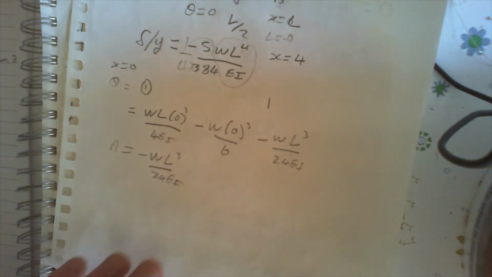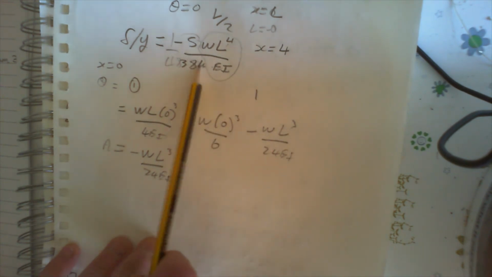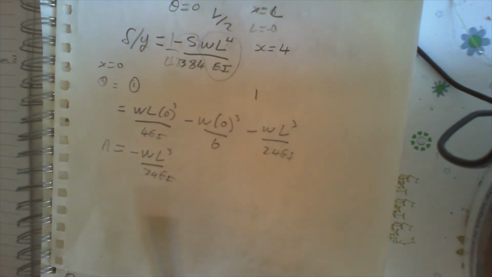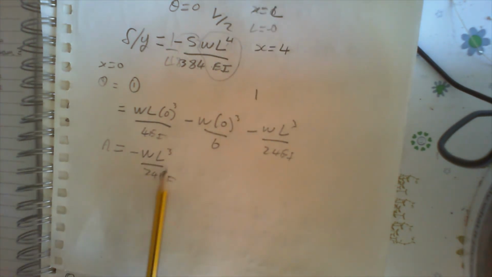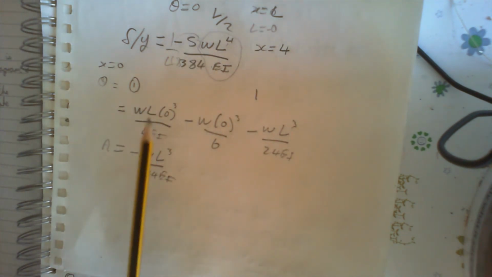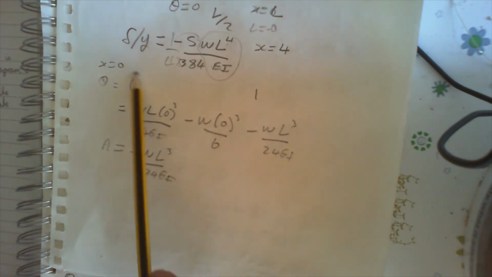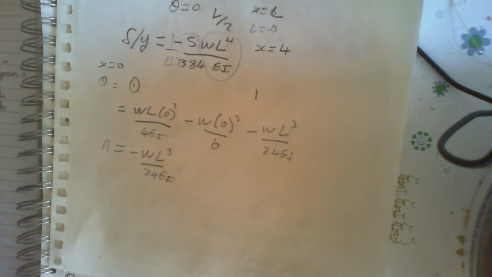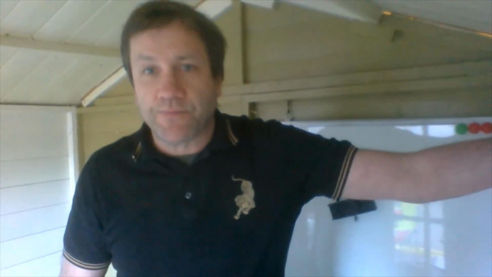Right, and remember that was actually just at the midpoint there. So that's the deflection at midpoint. And this is the slope at the ends, at x equals 0 or x equals L, but it will vary obviously. Right, well that's making sense.